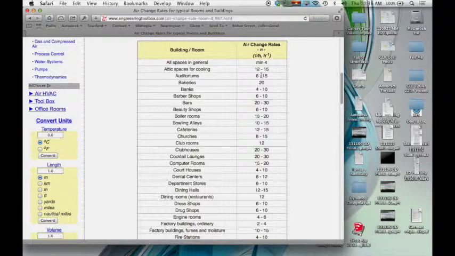Yes? When you're sizing your equipment, can you take into account the natural use of the building? Maybe not as much for an auditorium, but for a barber shop, if people are opening up the door to come in and out, does that factor in? It does factor into the number of air changes. I think, though, when you're sizing, you sort of have to size for the worst case.